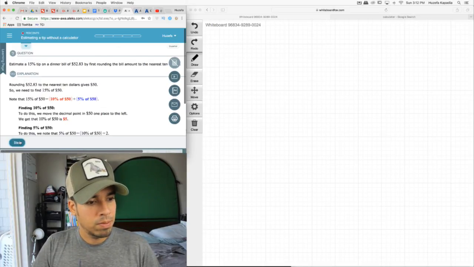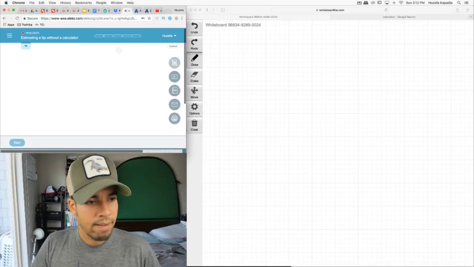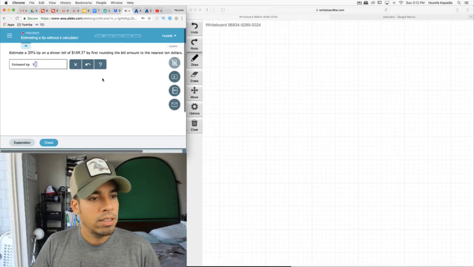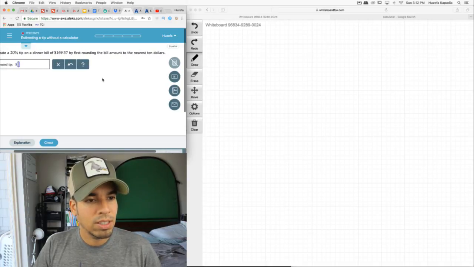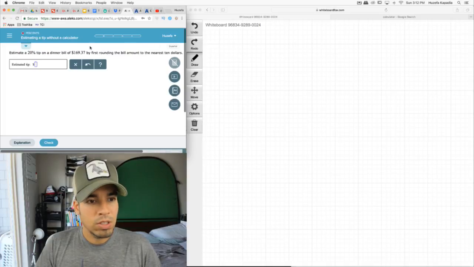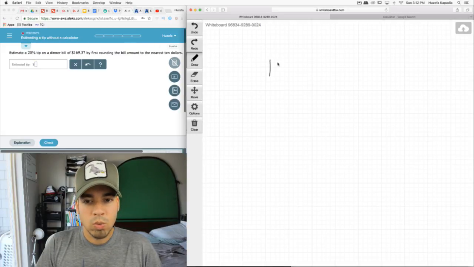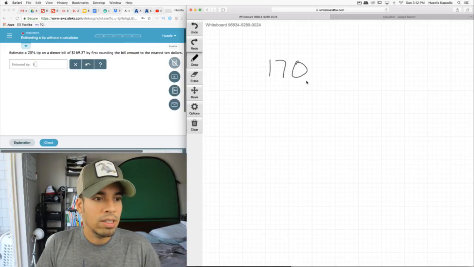Estimating a tip without a calculator. Estimate a 20% tip on a dinner bill of $169.37 by first rounding the bill amount to the nearest $10. Well, that estimate's going to be pretty simple, right? I'm going to turn it to 170, super close to 170.